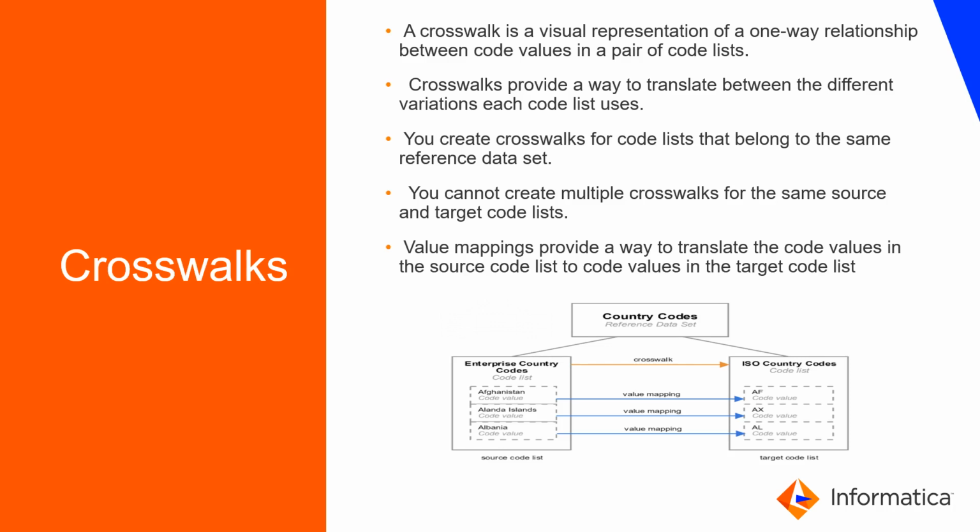Now, to map the values in the code lists, we use value mappings. In code list enterprise country code, India has code as IN, and in ISO country code, we have it as IND. When we have to translate from one code list to another, IN should be translated to IND. This is taken care of by value mappings.